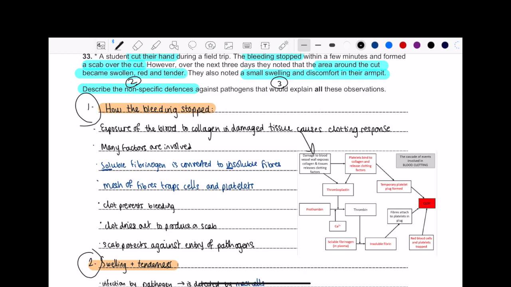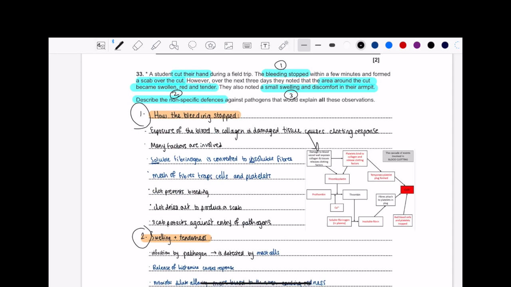So understand this diagram, and then you just write all the points here. You don't need to know why certain things occur, you just need to know it. That's very simple.